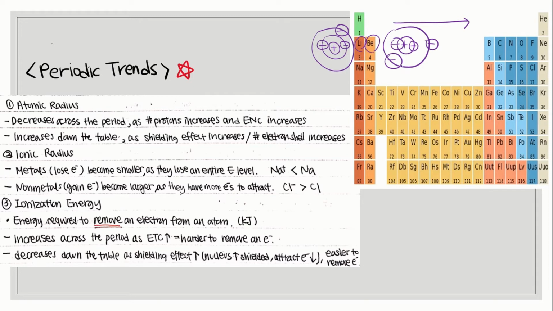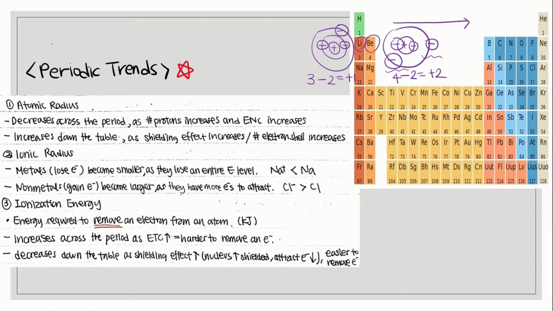Effective nuclear charge will increase because for lithium, ENC will be number of protons, 3, minus number of electrons in full energy levels, which is plus 1. But for beryllium, it will be number of protons, 4, minus 2, which would be plus 2. So as you go across the period, ENC will increase, so the attraction of the nucleus to valence electrons will increase, and because the nucleus is attracting the valence electrons more strongly, the atom will be smaller.